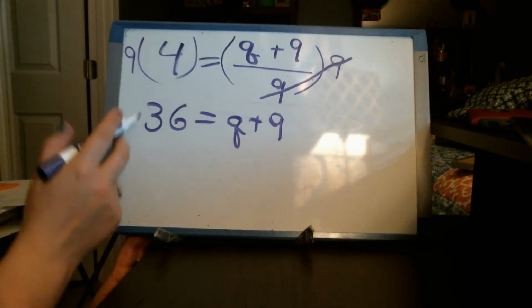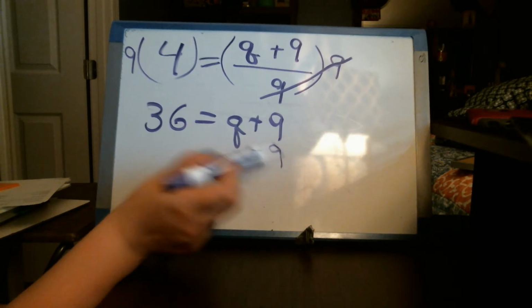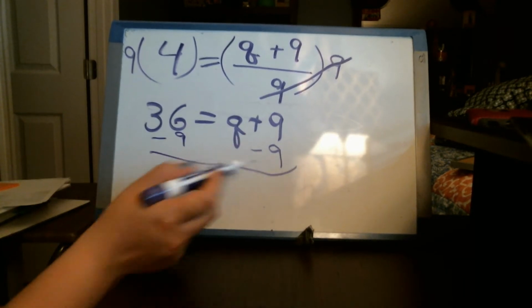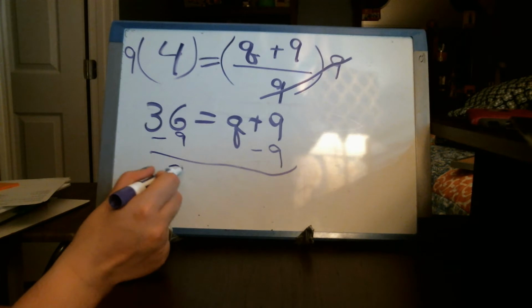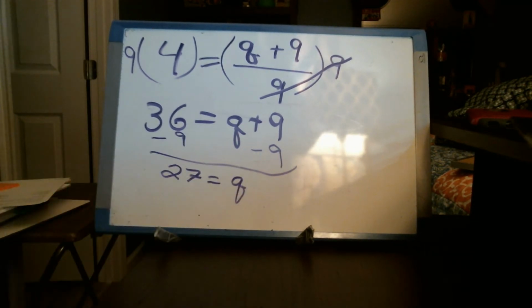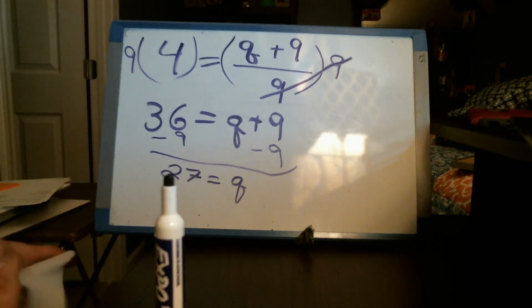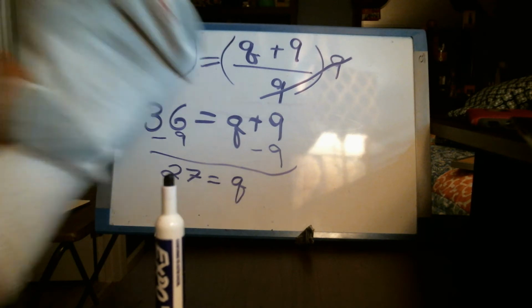Okay, so 36 is q plus 9. That's just a one-step equation from here. So subtract 9 from both sides, and you get 27 equals q. And that is that. All right, now there is another kind like that. Let me erase this problem again.